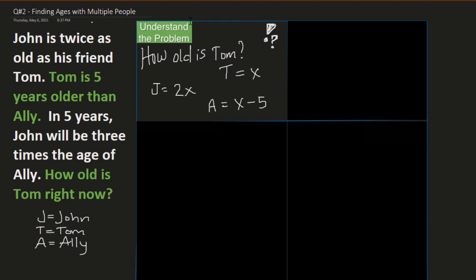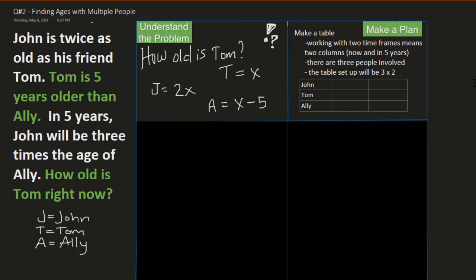So now that we understand the basis of the problem, with the exclusion of this sentence here, which we will get to, we have all the other information right here in this first part where we understand the problem. Moving on, now we have to decide how we're going to make our plan. With this problem, there's so much going on, it'd probably be best to make a table. We're working with 2 different time frames, which means there can be 2 different columns. We're working with the time frames of age right now and then age in 5 years. And there's 3 people involved, John, Tom, and Allie.